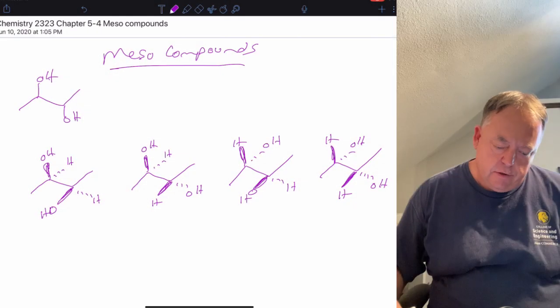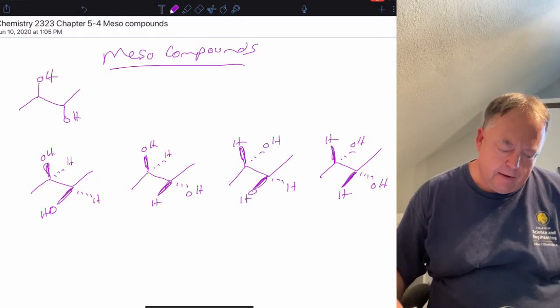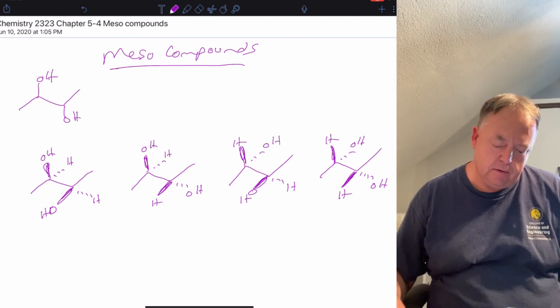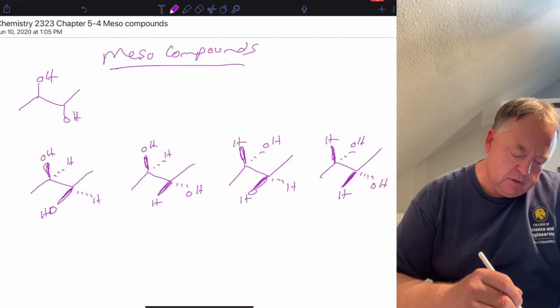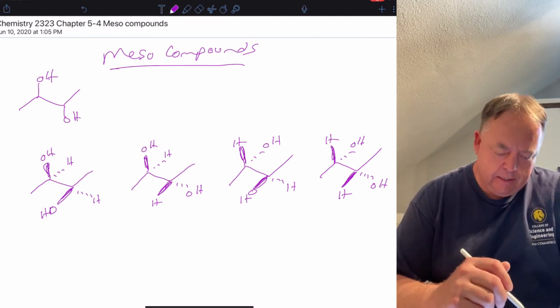Okay, so another concept out of chapter 5, the fifth lecture out of chapter 5. This is over compounds known as meso compounds. This would be an example, this molecule here with two alcohols. It doesn't matter that they're alcohols, it could be anything.